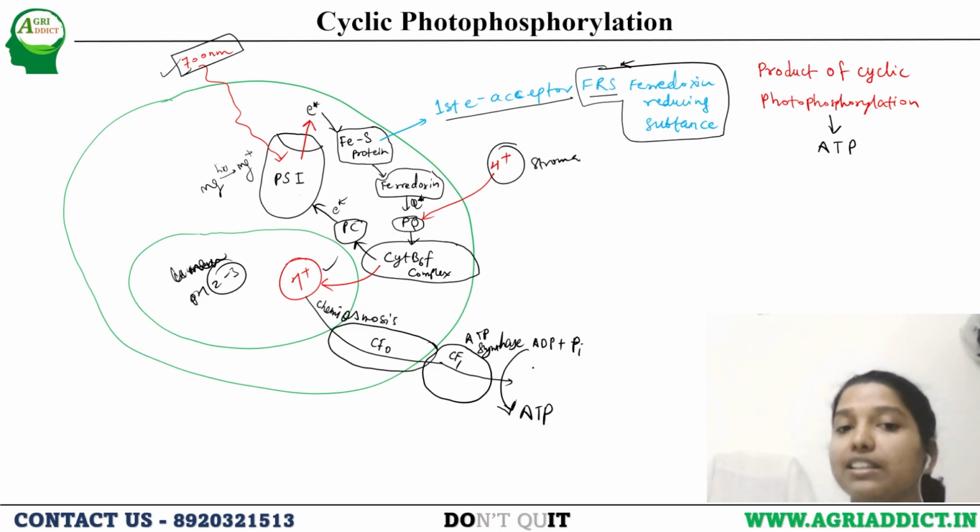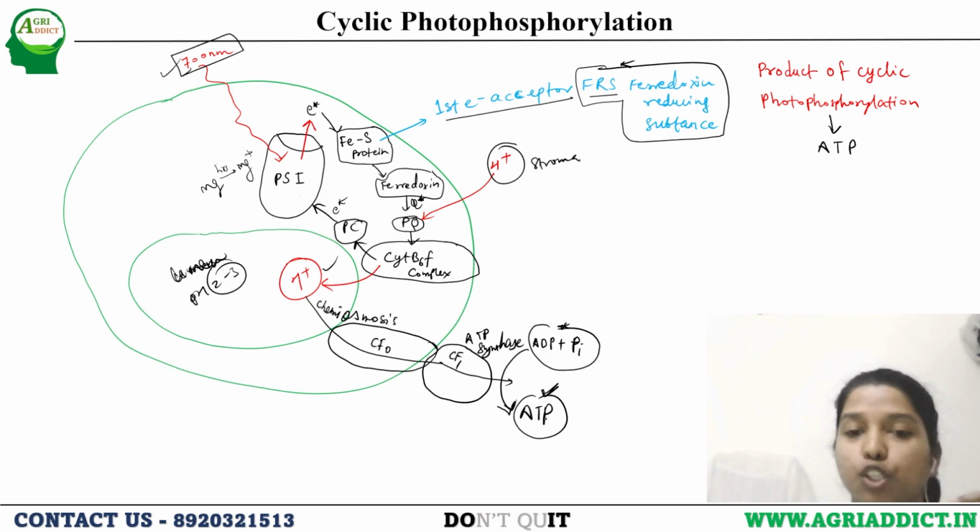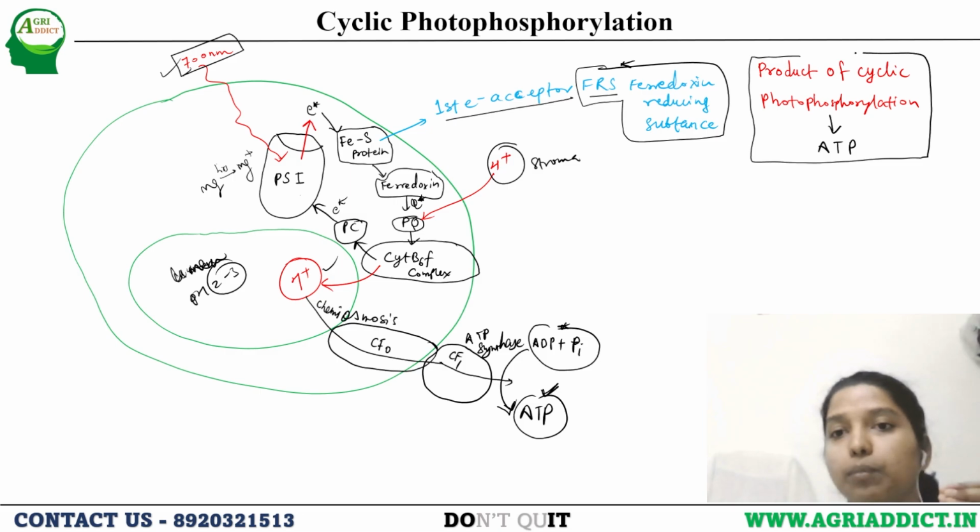While transferring this H plus, it will take this ADP molecule, adenosine diphosphate plus inorganic phosphate, and convert it into ATP. So here only one energy molecule is getting produced; the product of cyclic photophosphorylation is only ATP. No oxygen is released, no NADPH2 is formed. Okay. So this is very simple compared to non-cyclic.